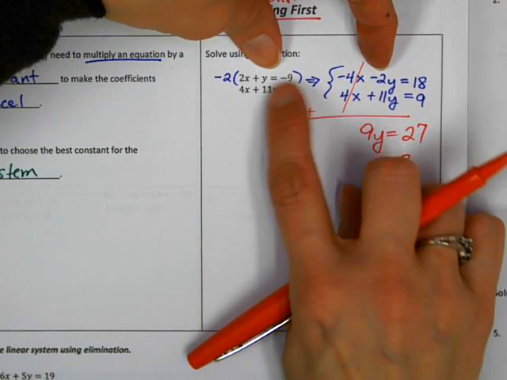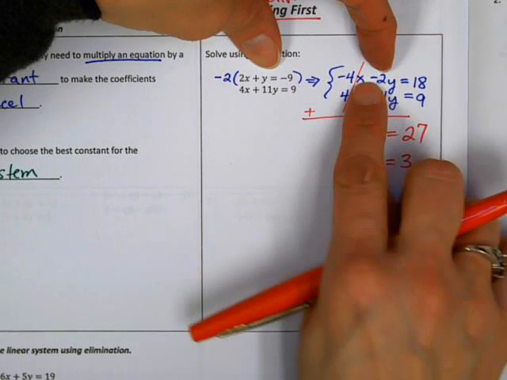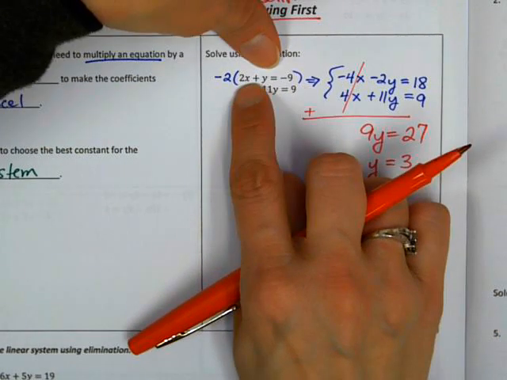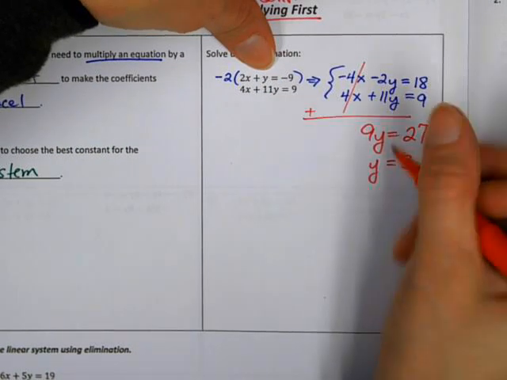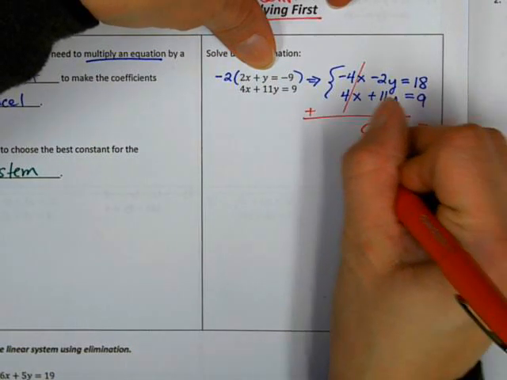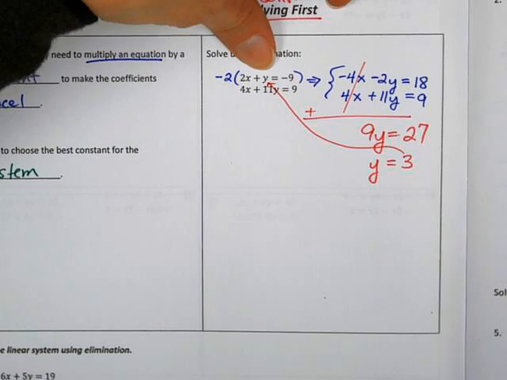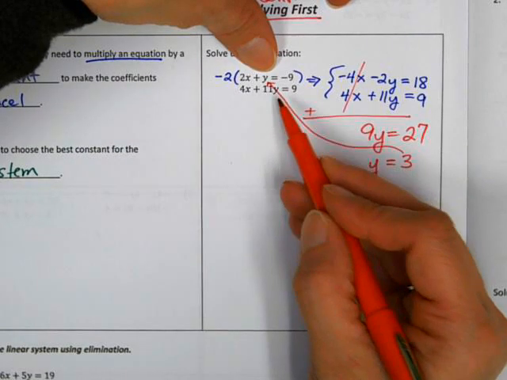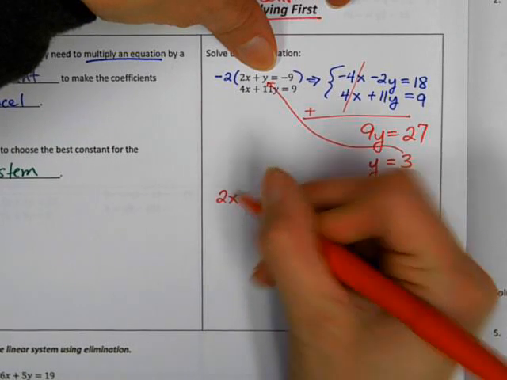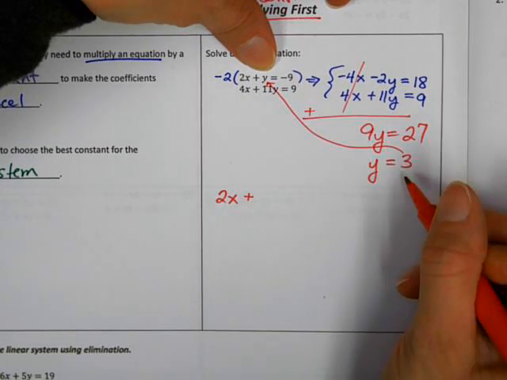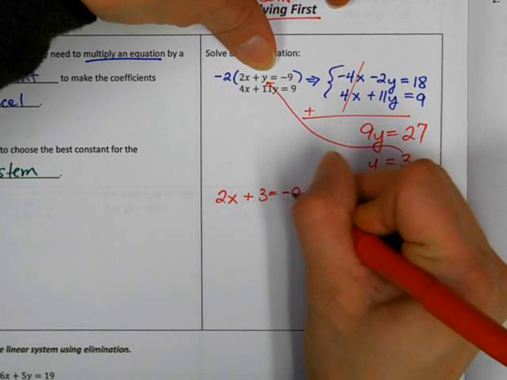The two top equations, this is really just a larger form of the first one. So I think I'm going to choose this original small equation right there. I'm going to plug the 3 into that y spot. That's where I'm going to substitute. You can choose any of these equations. Any of them will work. 2x plus a y value of 3 equals negative 9.